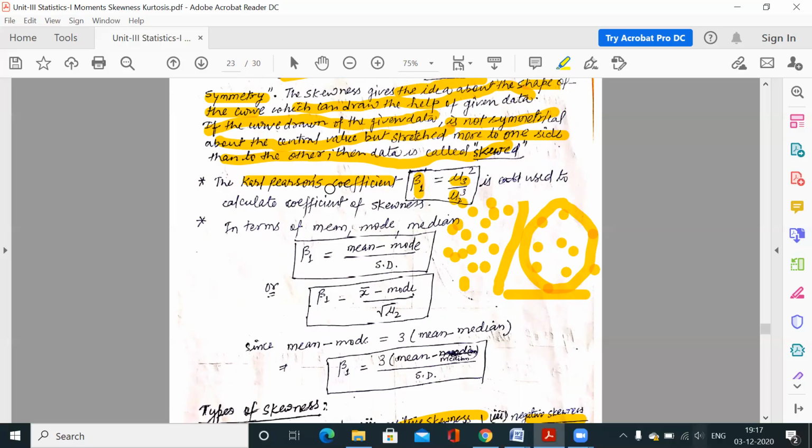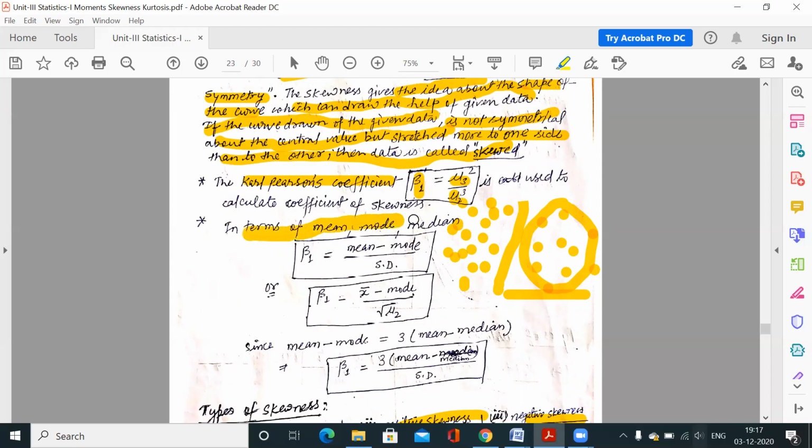Whenever we want to calculate the skewness using the Karl Pearson coefficient, we have to measure mu3 and mu2. And what is mu3? Mu3 is the third central moment, the third moment about the mean, and mu2 is the second moment about the mean, the second central moment. We need to calculate both these moments, and based on this fraction we get an idea of skewness. Otherwise we have more formulas.